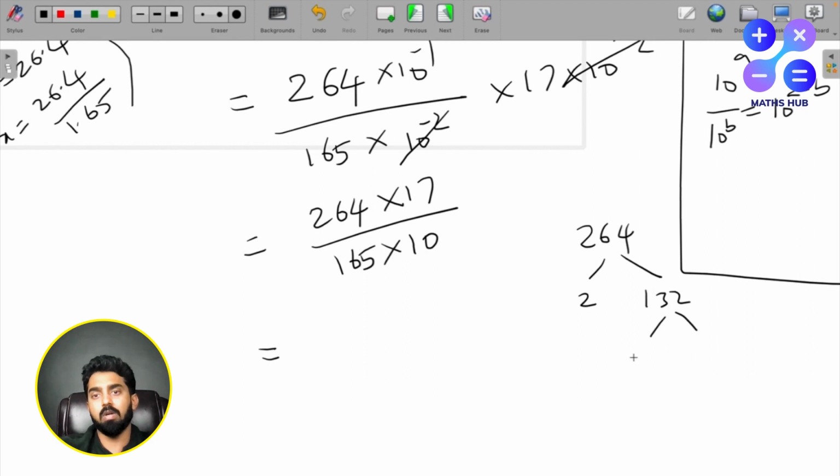2132, and then you have 2, 2, 6, 12, 2, 6, 12. So 2, 33, 3, 11. These are all the factors. So now we have 2 into 2, 4 into 2, 8. So we can say 3 into 8 into 11 is 264.